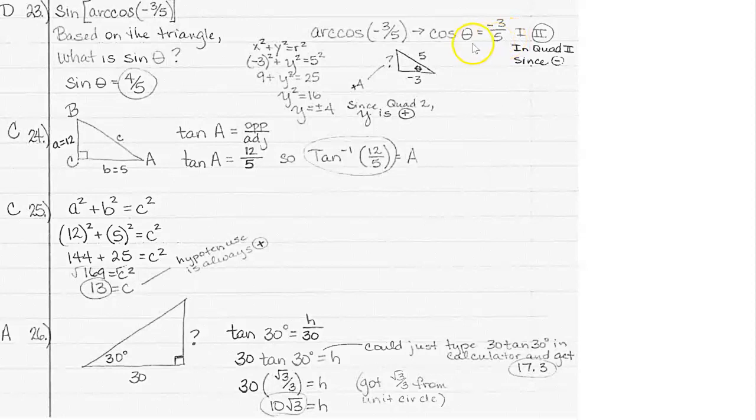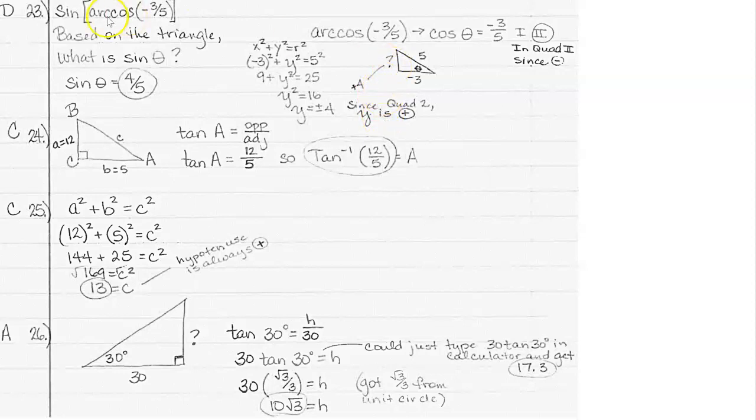So if cosine is negative 3/5, I'm going to build a triangle. So cosine is adjacent over hypotenuse, and I can do Pythagorean theorem to get the other side, or I can recognize that this is a 3, 4, 5 triangle. We've already established this is in the second quadrant, so in the second quadrant we know that y is positive, so that would make this a positive 4.